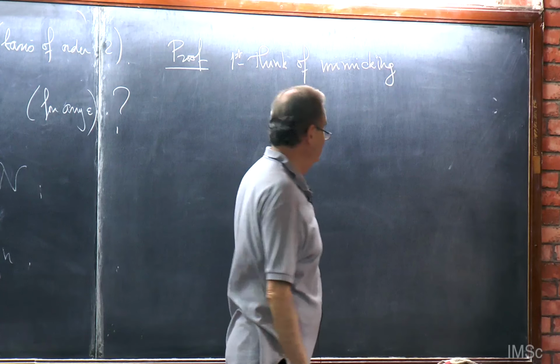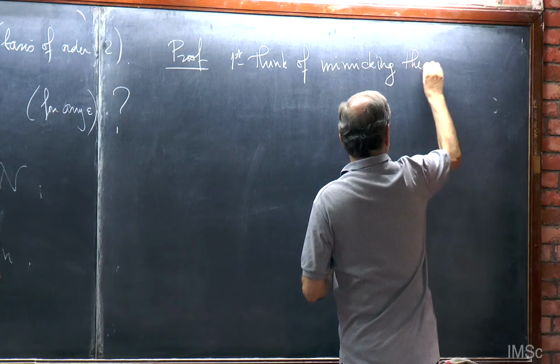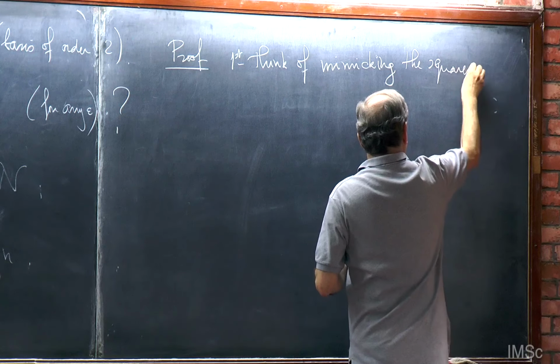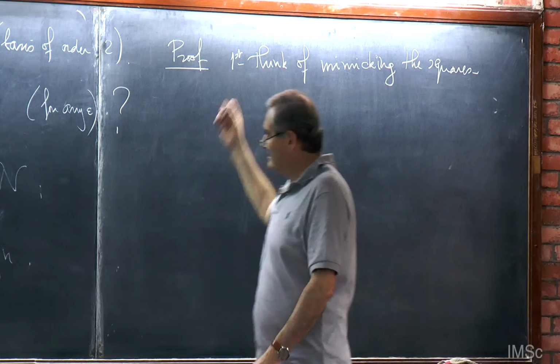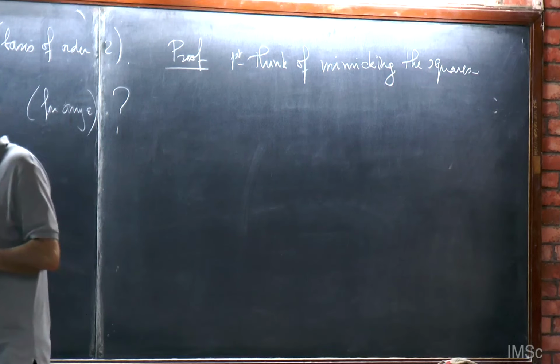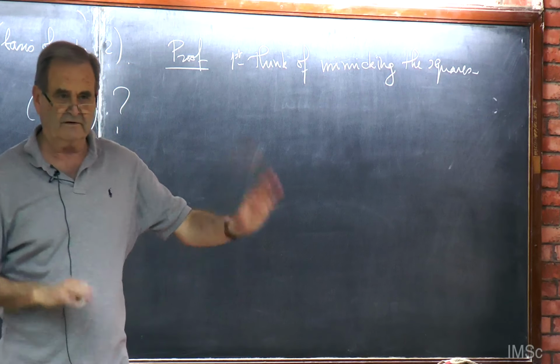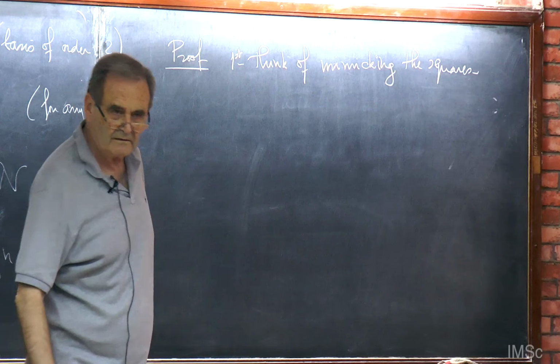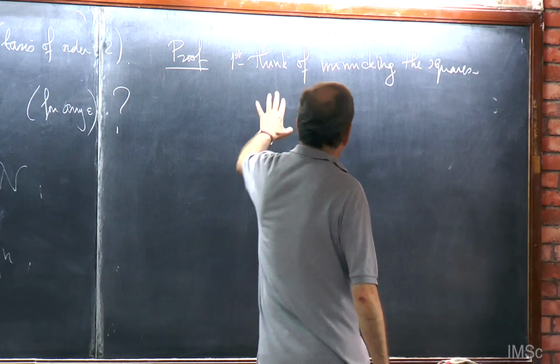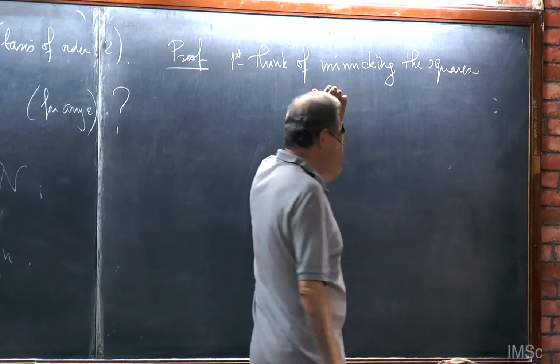Of mimicking the squares. This was then developed in 1960 by Erdős and Rényi. Again, you see a combination of Erdős and some guy in probability theory. First, think of mimicking the squares.